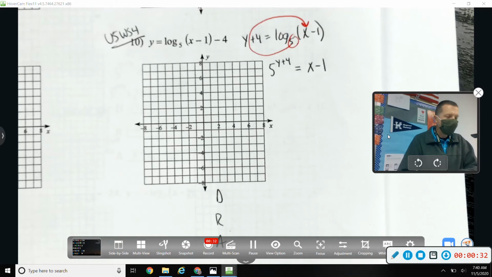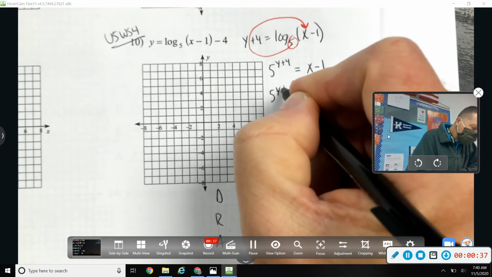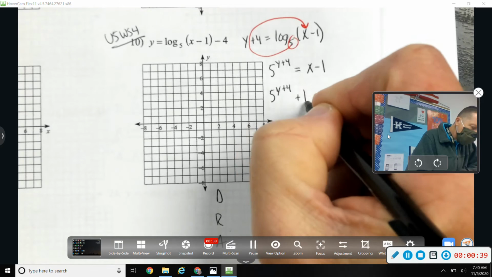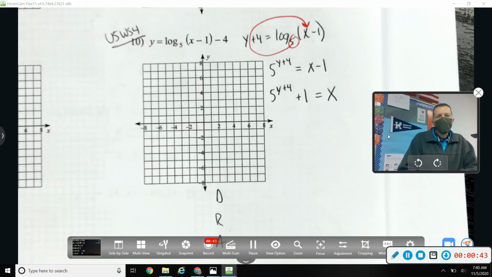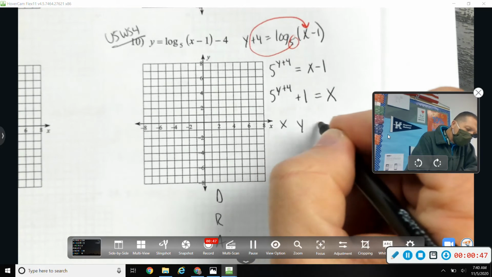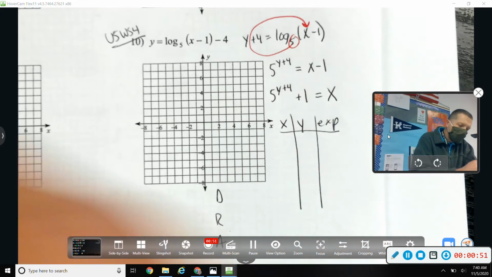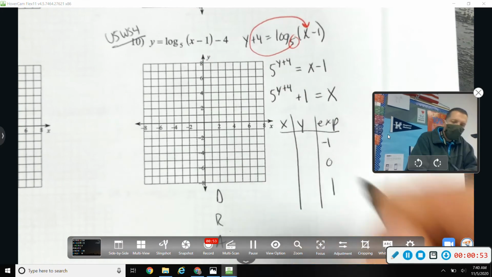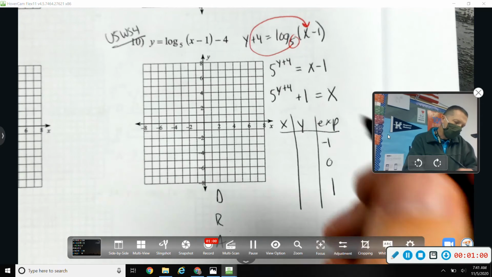Again, nice and neat so that we don't lose track of who's in the exponent and who's not. Move the 1 over to get x by itself. Our table of values always has 3 columns. And the exponent column is always -1, 0, and 1. That way we catch the turn. We're able to graph exactly where the turn happens.